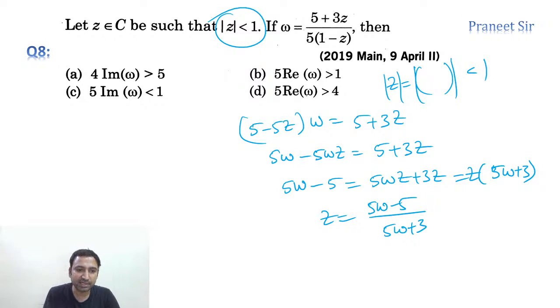Now apply modulus on both sides. Let's apply modulus on both sides. Mod Z if you apply it, this is less than 1. Clear?